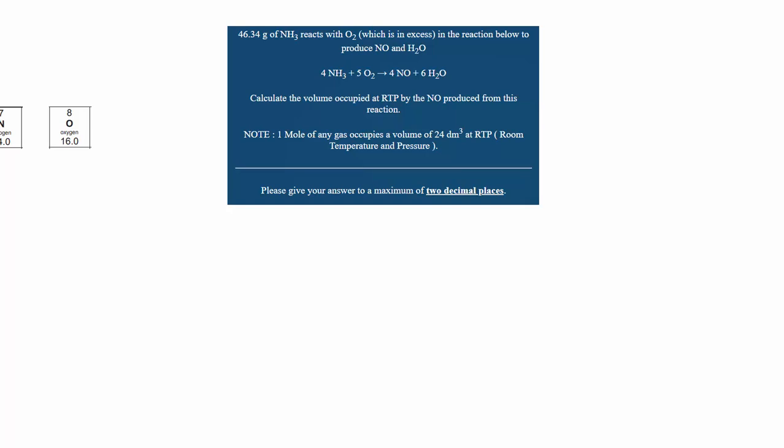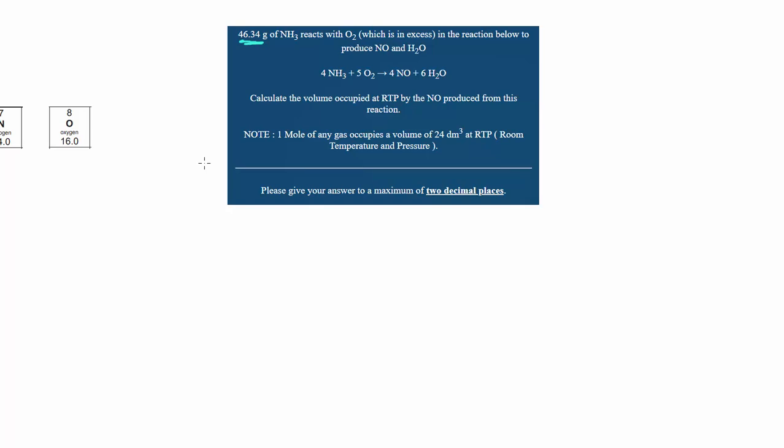And when I look at the data I've been given in the question, I've been told that the mass of NH3 that reacts is 46.34 grams. And I've been told that the oxygen is in excess. Now, what that tells me is that the limiting reagent in this reaction is going to be the NH3. It's not going to be the oxygen.